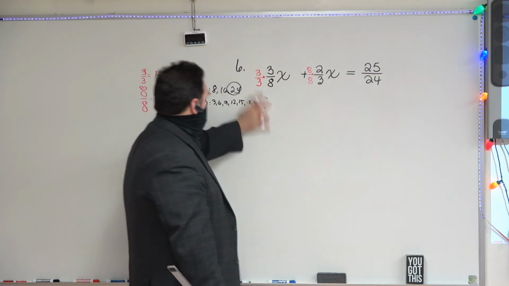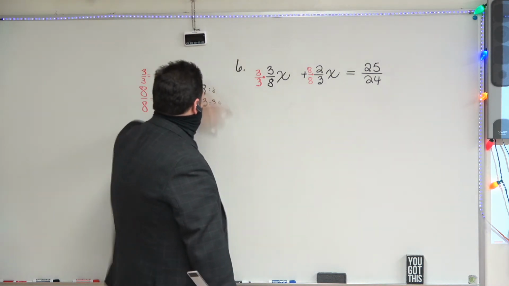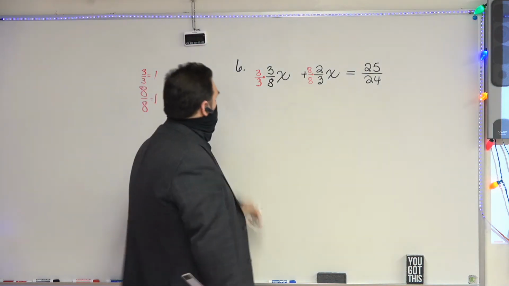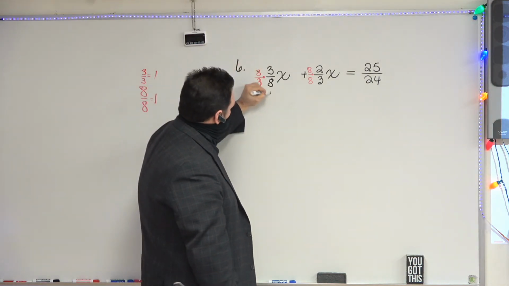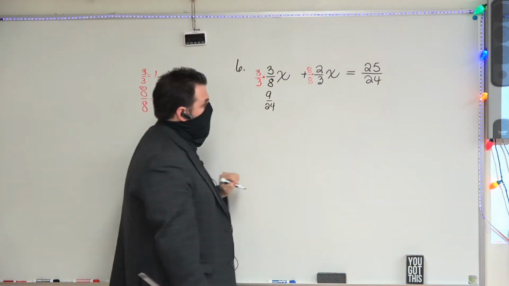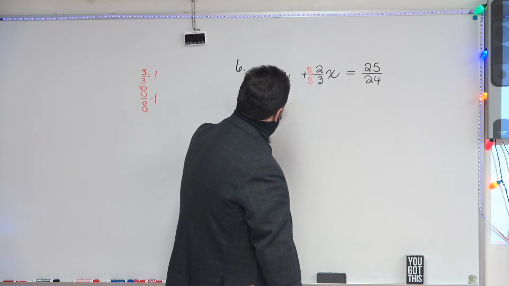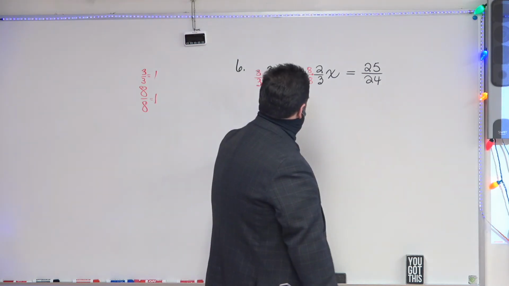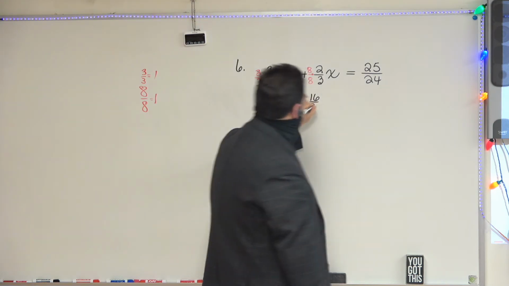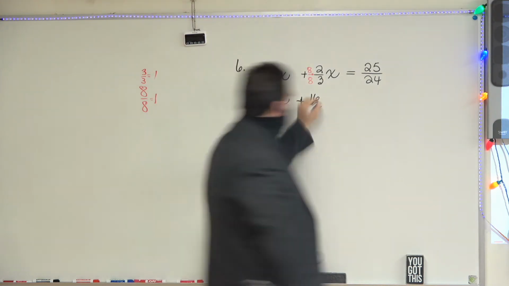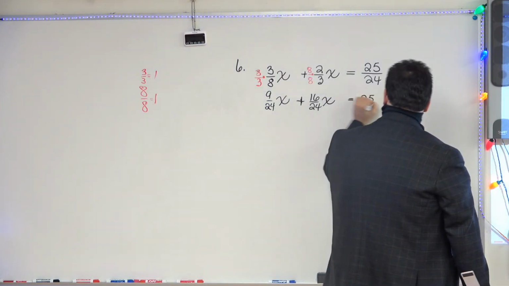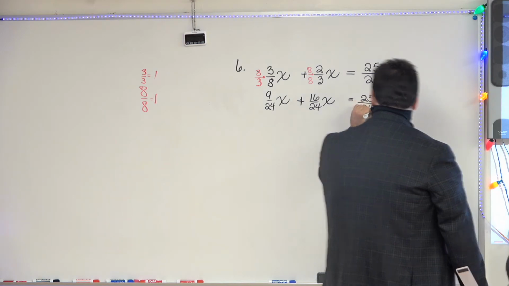Okay, so let me erase this, and then let's write the next line here. What's 3 times 3? So I have 9/24 x plus 8 times 2, 16/24 x equal to 25 over 24.